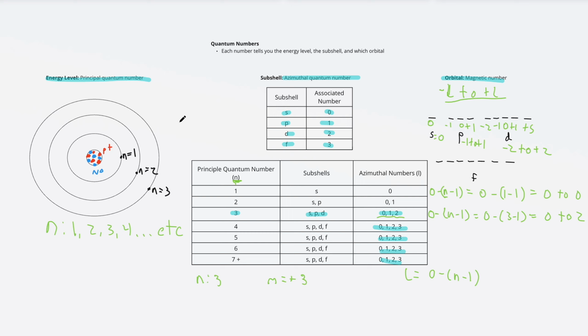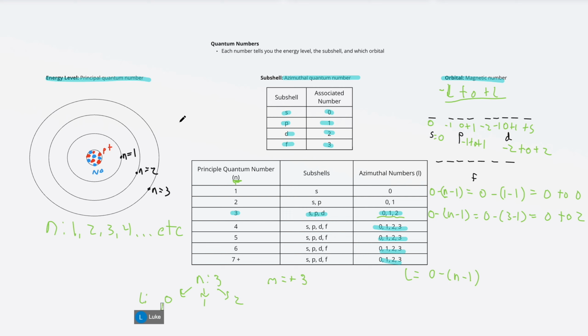So energy level 3 can have the following azimuthal quantum numbers. It can have 0, it can have 1, and then it can have 2. So those are the possible azimuthal numbers. And now we want to think about what are the possible magnetic numbers within each subshell. So remember, this is negative L to positive L, where L is the azimuthal number.